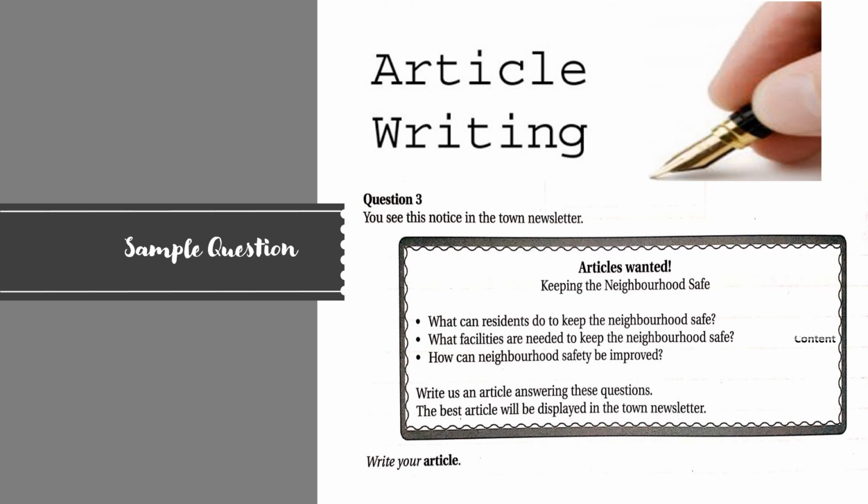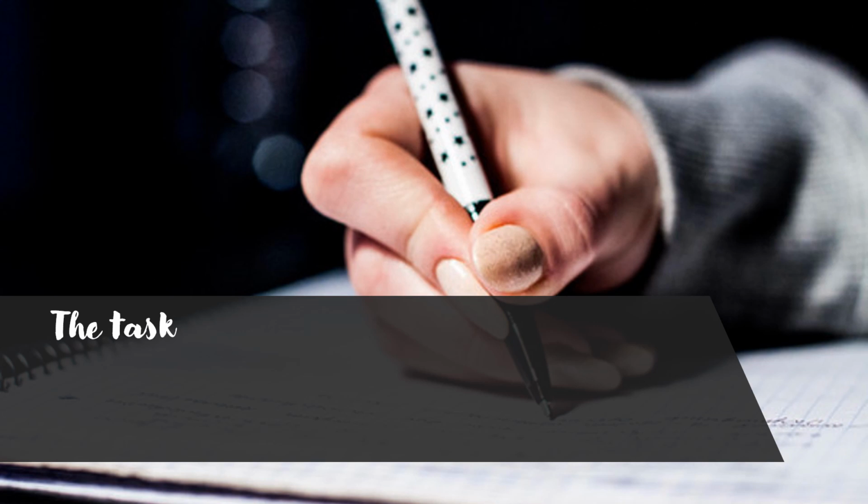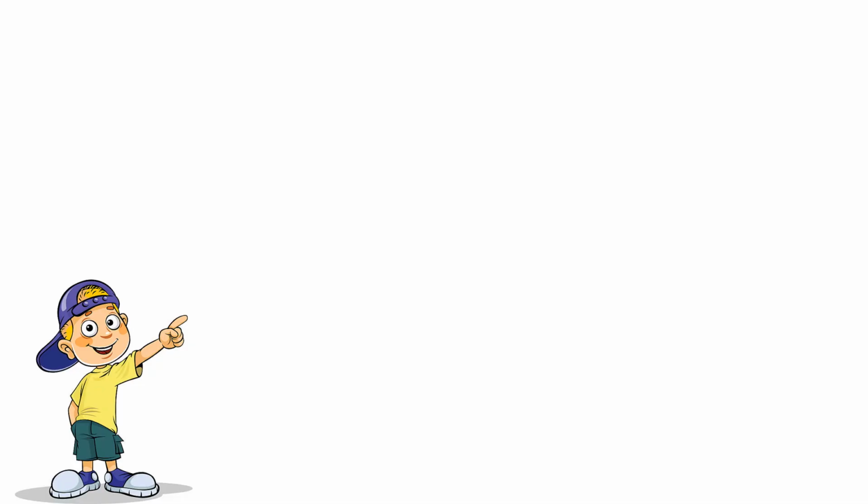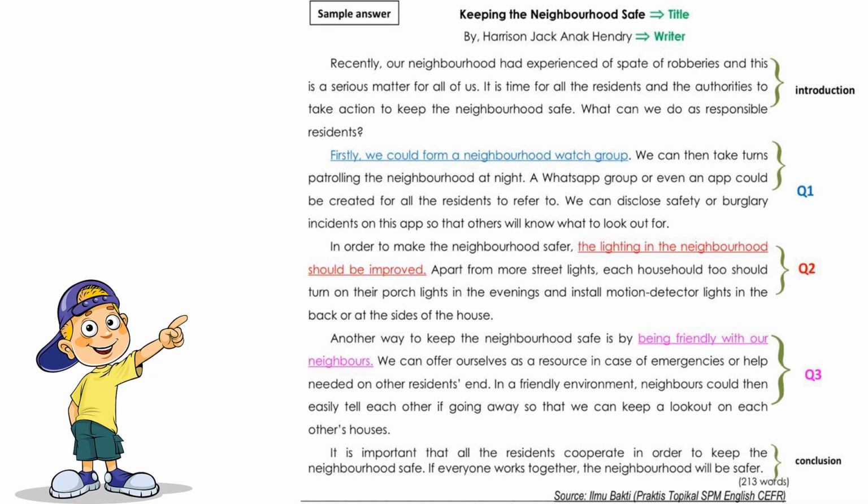Now highlight the content of your writing. The first question, the second question, and the third question. Now here's the task. Identify the title for the article and answer the 3 points asked for in the task. Let's look at the sample answer.